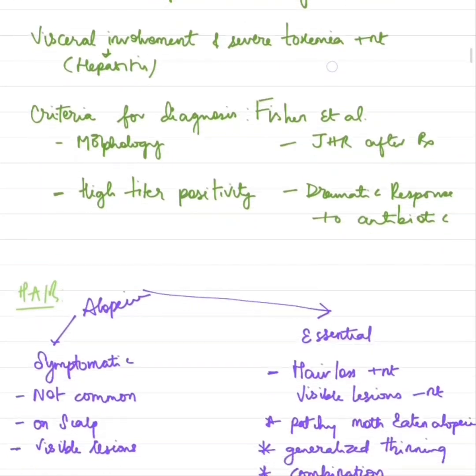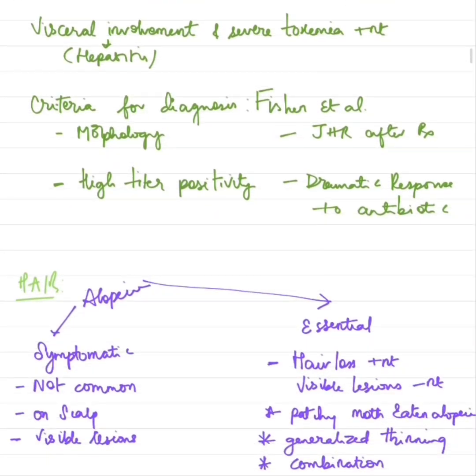For the criteria to diagnose a particular case of malignant syphilis, there is a criteria given by Fisher et al. These include the presence of a compatible gross and microscopic morphology of the lesions and high titer positivity of non-treponemal tests such as VDRL and RPR, occurrence of the Jarisch-Herxheimer reaction following treatment and a dramatic response to antibiotic treatment.